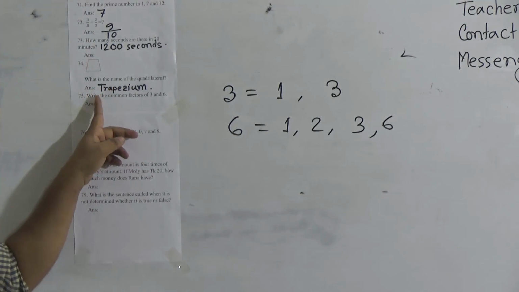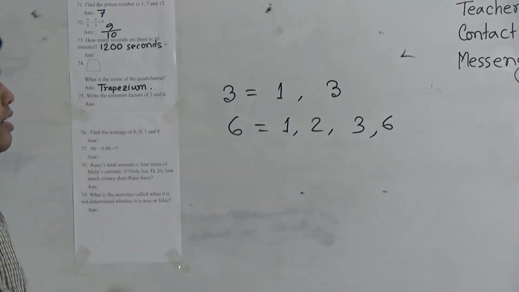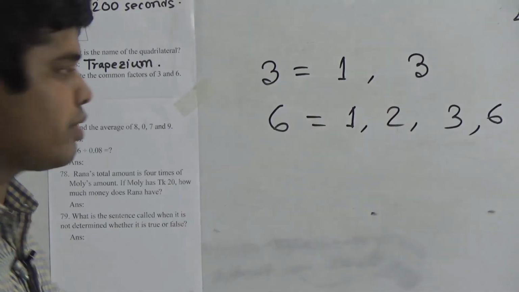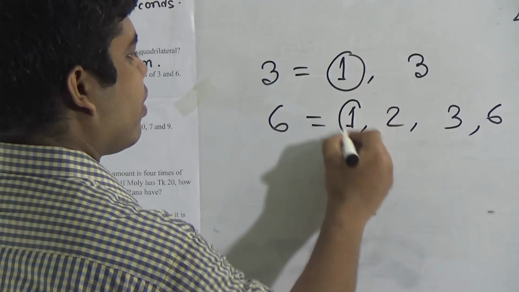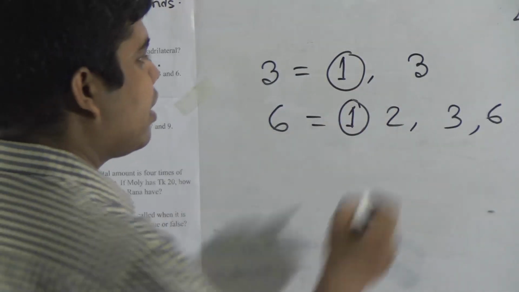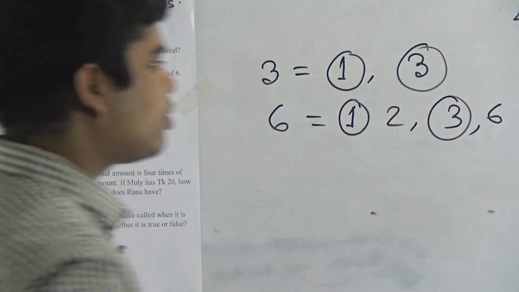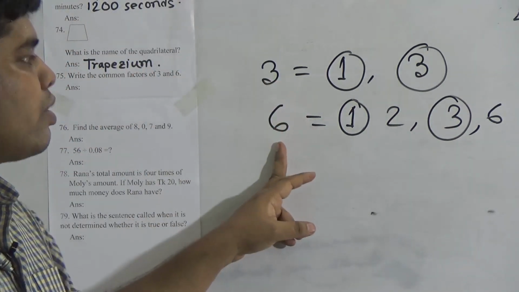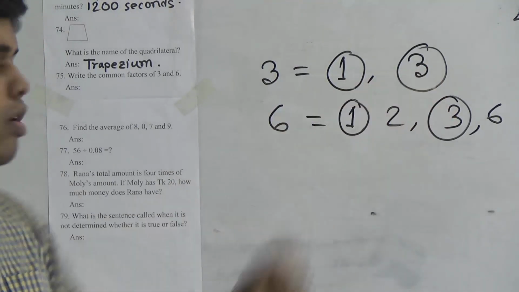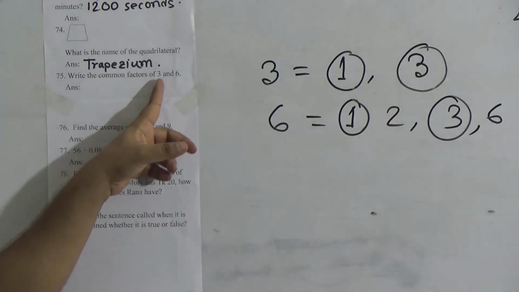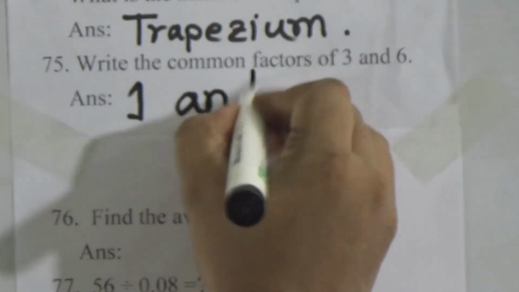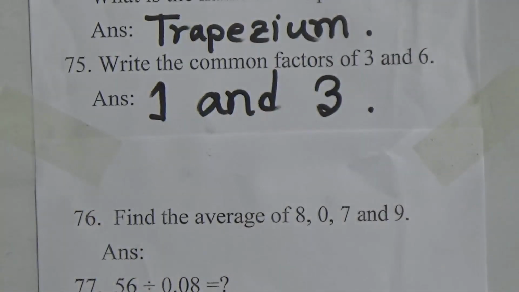So here you notice, write the common factors of 3 and 6. So which numbers are common in the factors of 3 and 6? Notice here 1 is common. So 1 is the common number, and 3 is also common. So 3 is the common factor. So from 3 and 6, we notice that 1 and 3 are common. So the common factors of 3 and 6: the answer will be 1 and 3. Write 1 and 3. I hope you have understood.